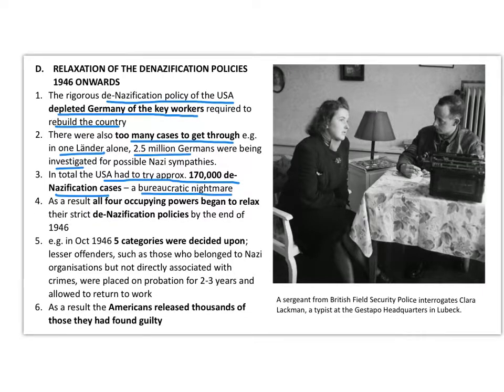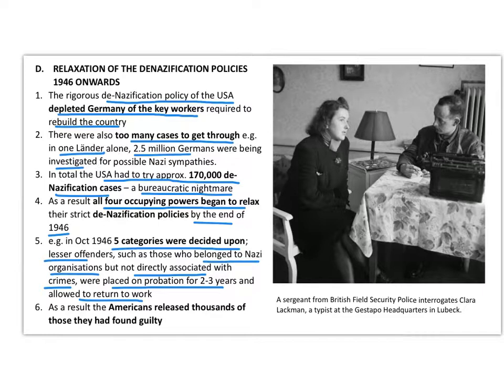So very quickly, by the end of 1946, and remember I think the date was October 1946, from Williamson, all four occupying powers began to relax. They had no choice. So rather than just have a single category, you are a Nazi, they decided to have 5 categories, from lesser to more serious. Lesser offenders, such as those who belonged to Nazi organisations but were not directly associated with crimes, were placed on probation for 2 to 3 years and were allowed to return to work.